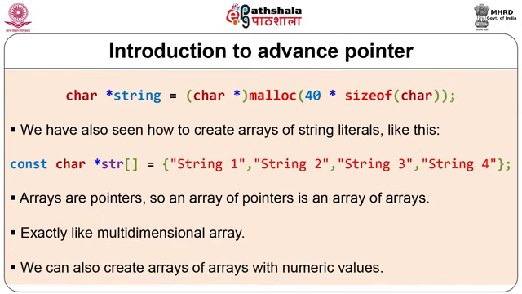We can also create arrays of arrays with numeric values. We have also seen these examples in the previous module. We also saw array examples of single dimensional arrays and multidimensional arrays. Here we are using a multidimensional array for characters. Here the strings are string 1, string 2, string 3 and string 4. For storing these 4 different strings, we are using a multidimensional array with pointers.